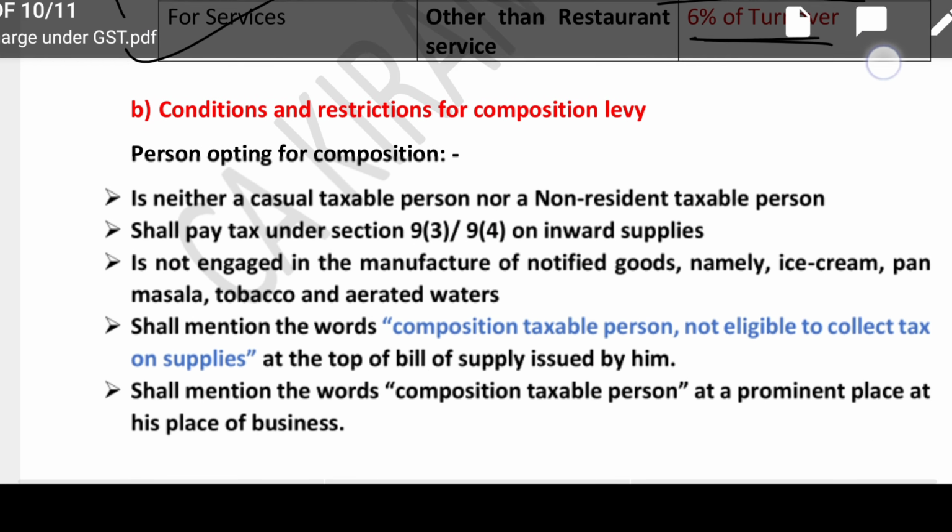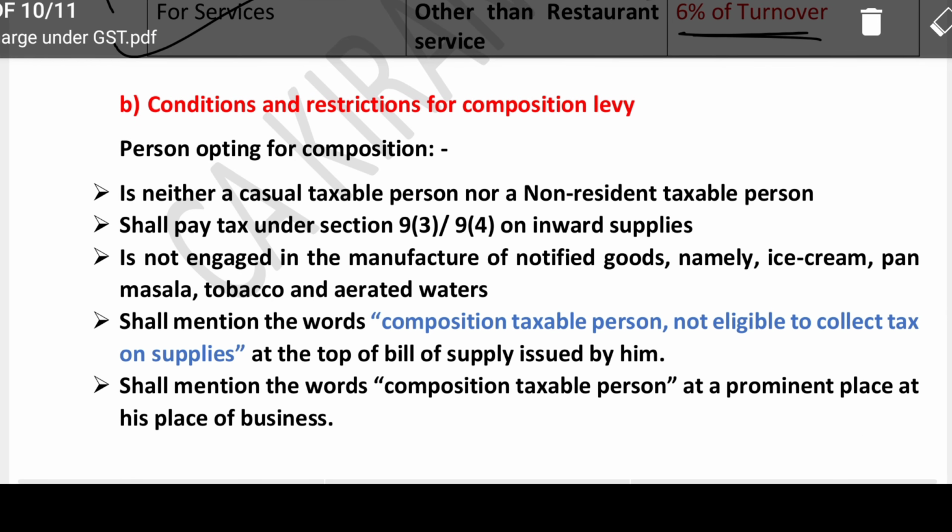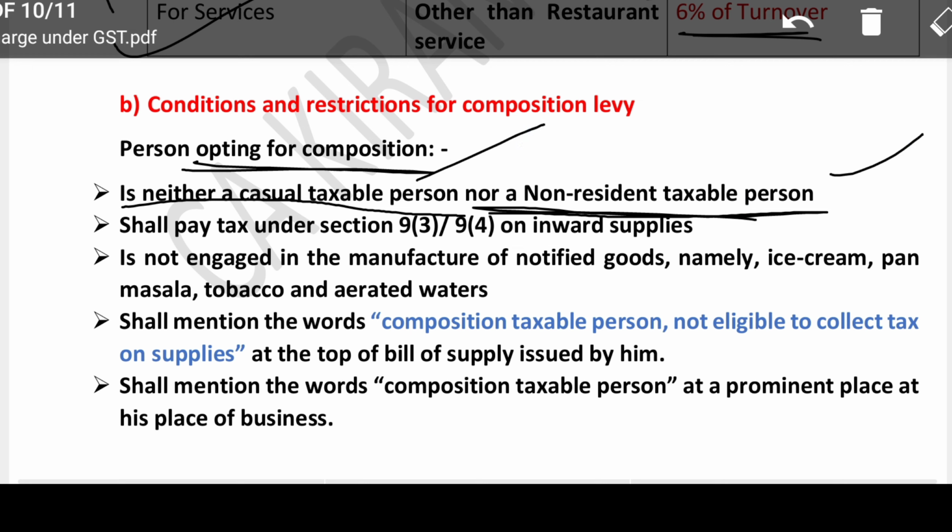And what are the conditions and restrictions of the composition levy? The person opting for the composition scheme is neither a casual taxable person nor a non-resident taxable person. These two persons we have already discussed clearly in the registration chapter. Please go through it. The person opting for this scheme should not include these two persons, because these two persons are not eligible to opt for this scheme.